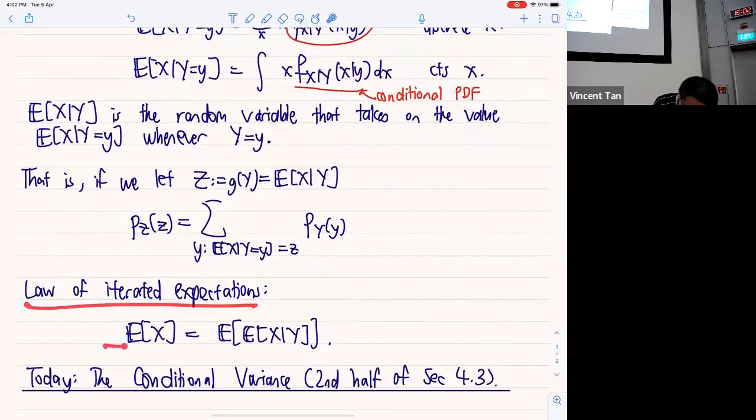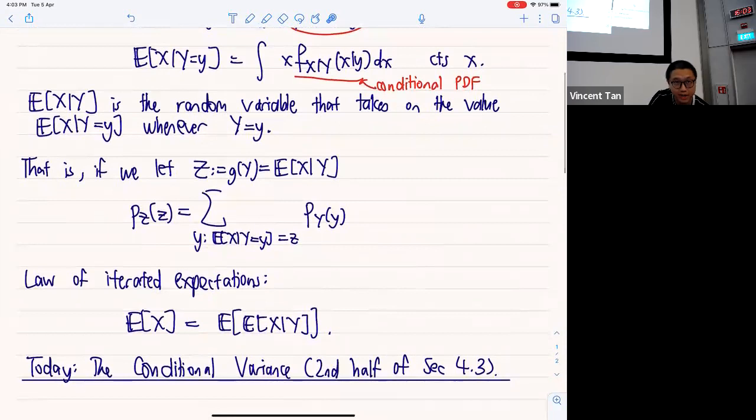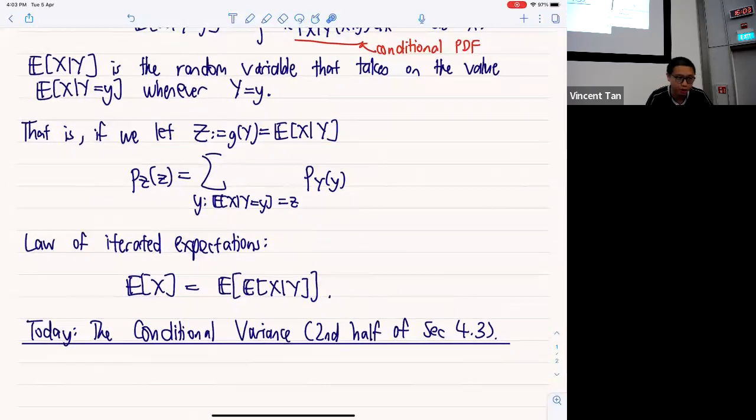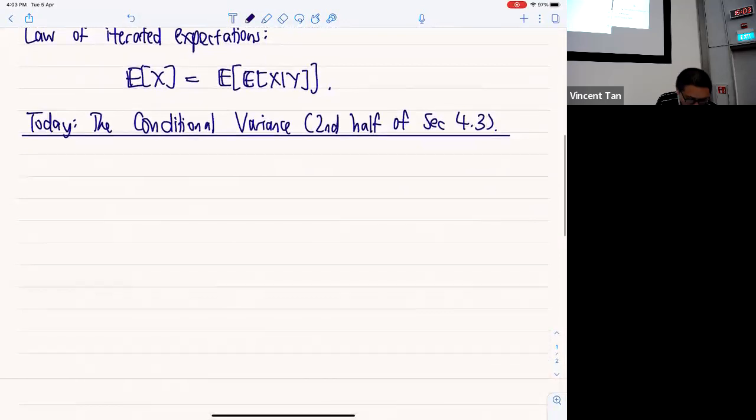The most important thing you need to know from the first half of section 4.3 is the law of iterated expectations, which is this formula. But knowing the formula itself is useless. You need to know how to use it. Last time we have seen a few examples to use it, so we will continue those examples this time. If you forgot the examples, you are lost. You need to recap the examples, because I'm going to talk about the notion of conditional variance, which is the second half of section 4.3. So those are everything that we want to recap.